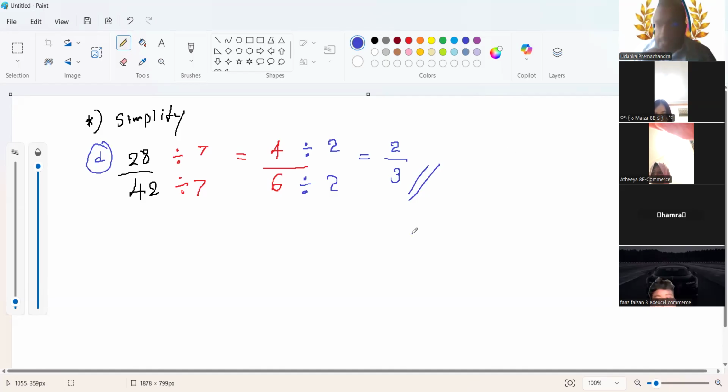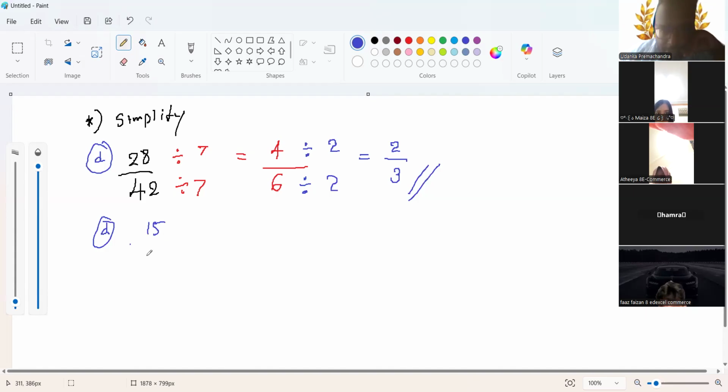So you can just divide both by 14 at one time. It's okay. If you divide both by 14 at one time, it's fine. If you cannot see it, you can divide again. Clear? So when you simplify, you have to divide by the biggest value that can divide both. Is that clear?